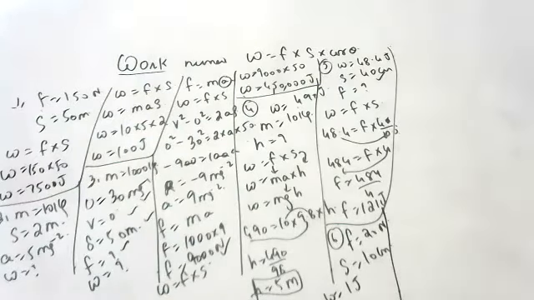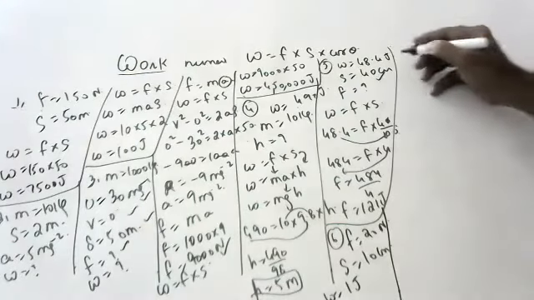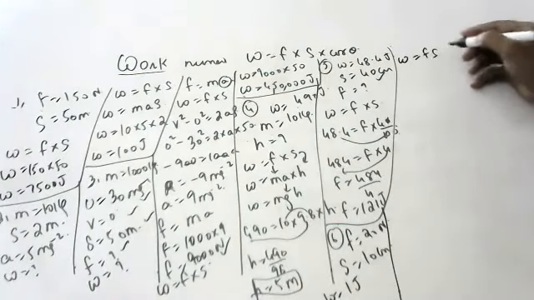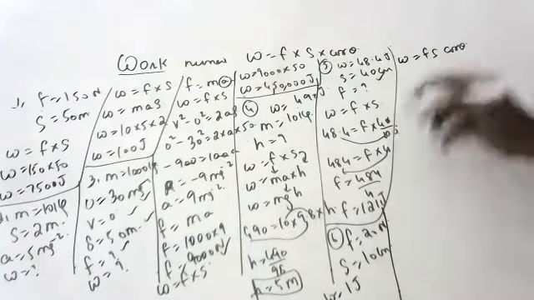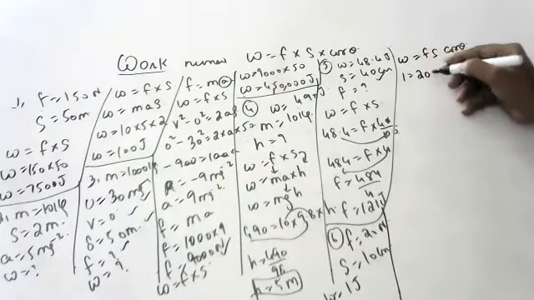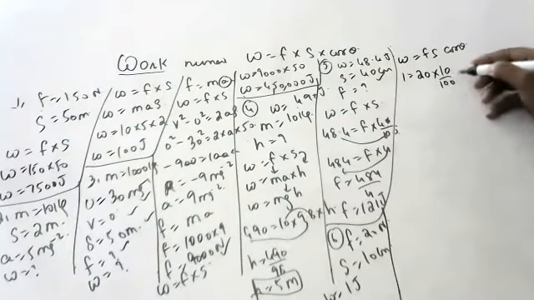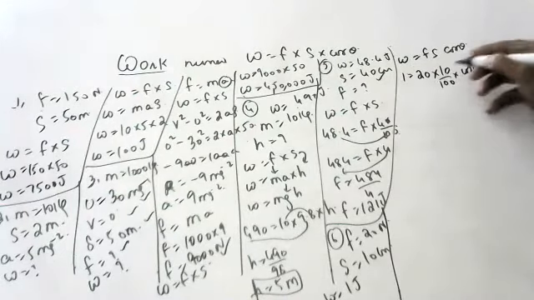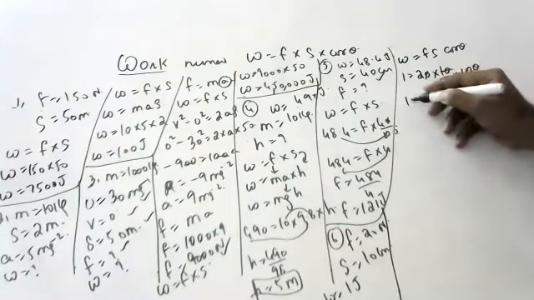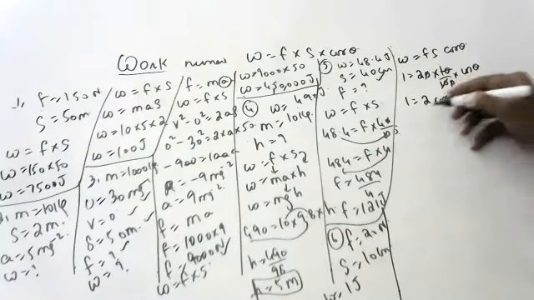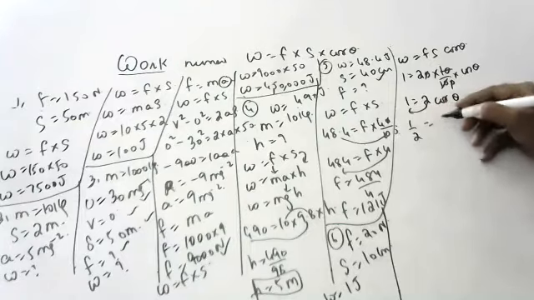Work is equal to force into displacement into cos theta. F s cos theta, very good. So work is equal to 1 joule. 1 is equal to 20 into 10 by 100 into cos theta. The zero cancels, so 1 is equal to 2 cos theta. So 1 by 2 is cos theta.